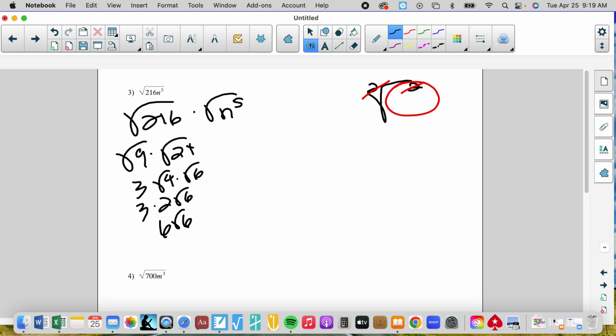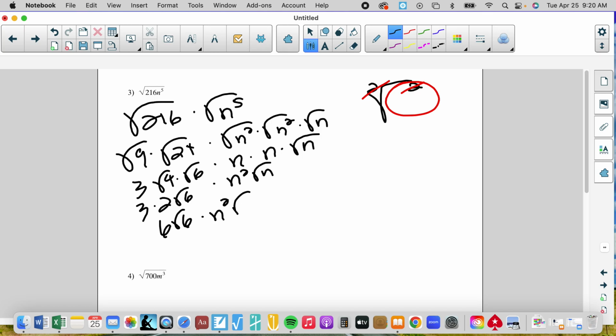Now n to the 5th. We're going to break this into n squares. That's 4 and that's 5. So this would give me an n squared. It will cancel and come out. That gives me an n, and this one stays in the house. So that's n squared, rad n squared, rad n. I'm going to take the outside things with the outside, 6n squared, and then combine the insides. So we get 6n squared rad 6n. Ooh, that is so good.